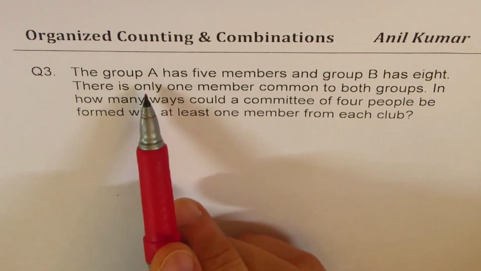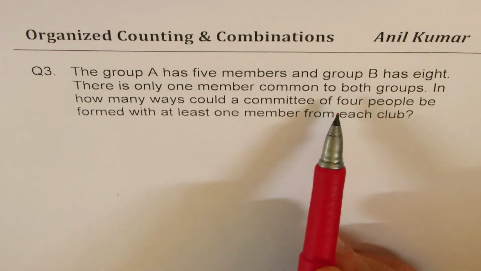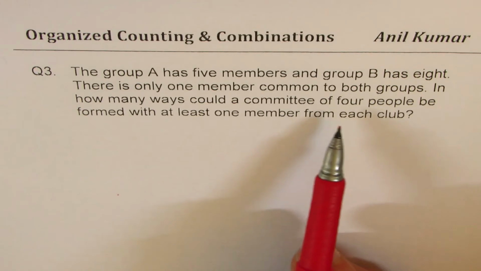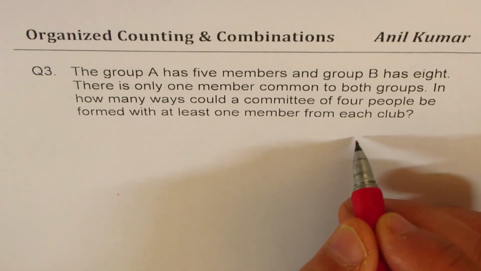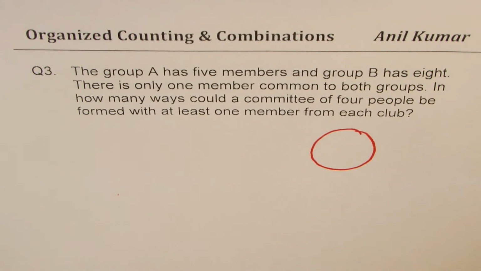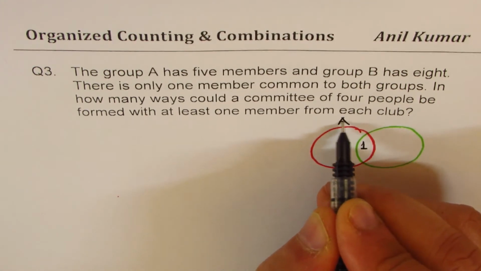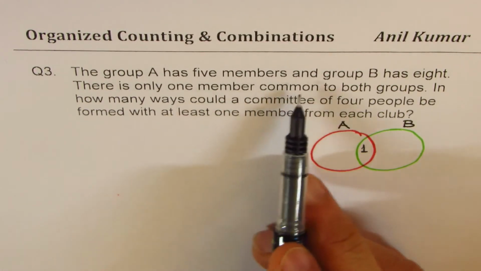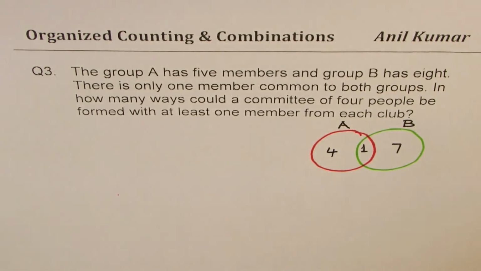Question number 3 is, group A has 5 members and group B has 8. There is only one member common to both groups. In how many ways could a committee of 4 people be formed with at least one member from each club or group, right? So basically, we have 2 groups here. So let's say group A, and then we have a group B here, right? And there is one common member in these groups. So let's put that member here. We are calling this group A, this group B. Group A has 5 members, that means 4 left, 4 plus 1. B has 8, that means 7 plus 1. So that is the situation, right?